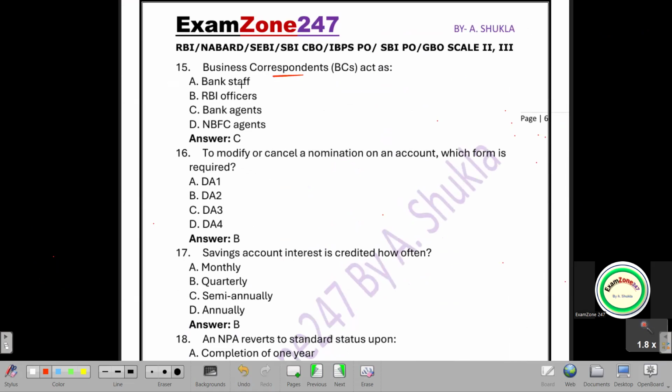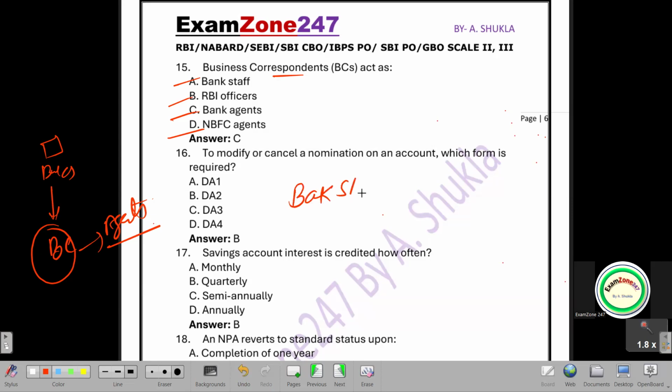Business correspondents act as bank staff, officers, bank agents, or other agents? See, the bank appoints BCs, then BCs are the agents. Now the question is, is bank staff an agent or not? If this question is asked next time, they may also ask whether the bank staff is an agent or not.